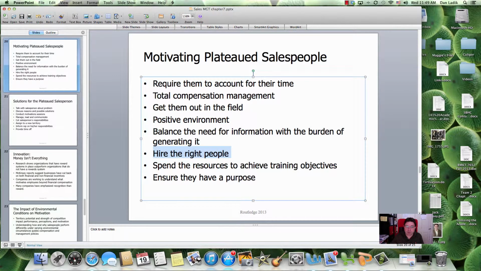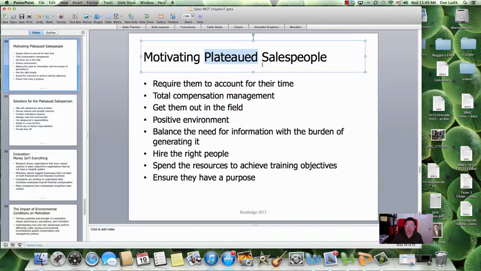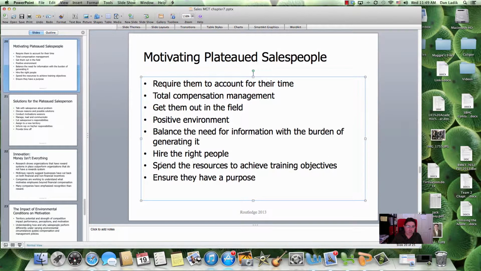Hiring the right people, then you have less of this, because some people are just self-motivated all the time, and there's less issue with plateauing. You might have a dip, you might have a little bit of boredom here and there, but you won't have a complete tailing off of someone. And then we have our training objectives, and you make sure that everyone has a goal and everyone has a clear purpose.